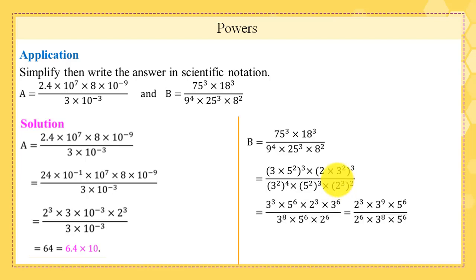After that, we calculate the powers. And we get B equals 3 over 2 power 3, equals 3 over 8. And using a calculator, 3 over 8 equals 0.375.